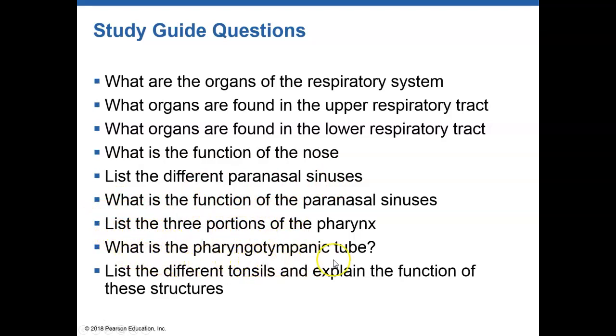What is the pharyngotympanic tube? Which you should know from our nervous system chapter, special senses. And list the different tonsils and explain the functions of the tonsils.